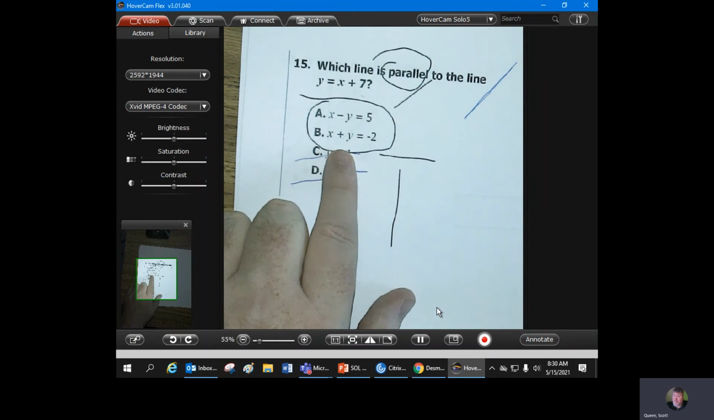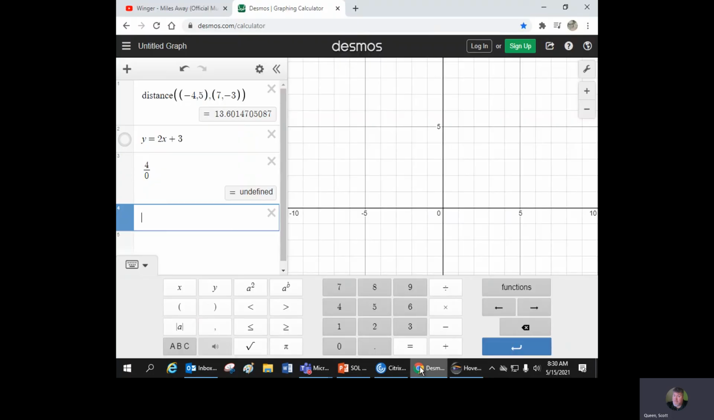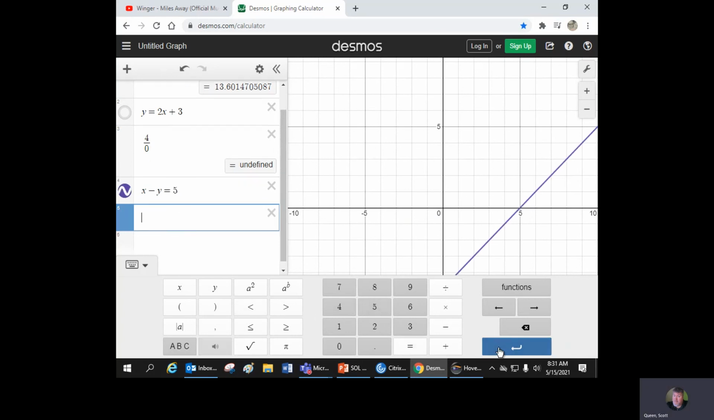Now, these are not in slope-intercept form, but that's okay. I can convert them to slope-intercept form, or I can put them in Desmos. So let's go look at them. I'm going to put them in just as they are. So x minus y equals 5. And then my second one is x plus y equals -2.